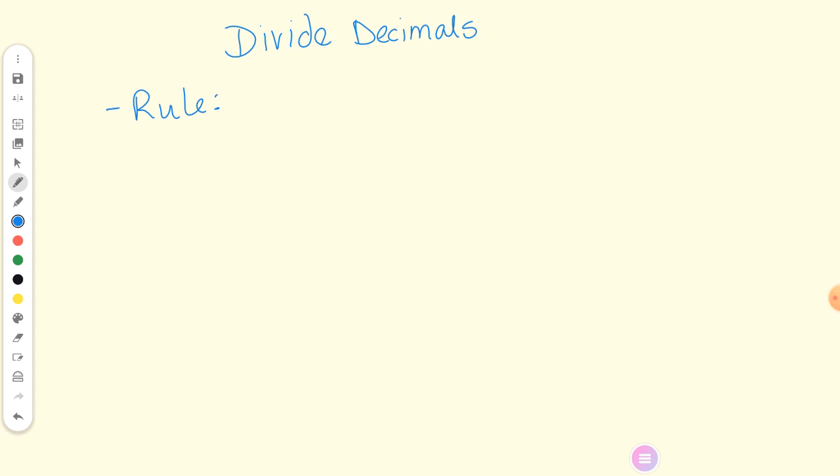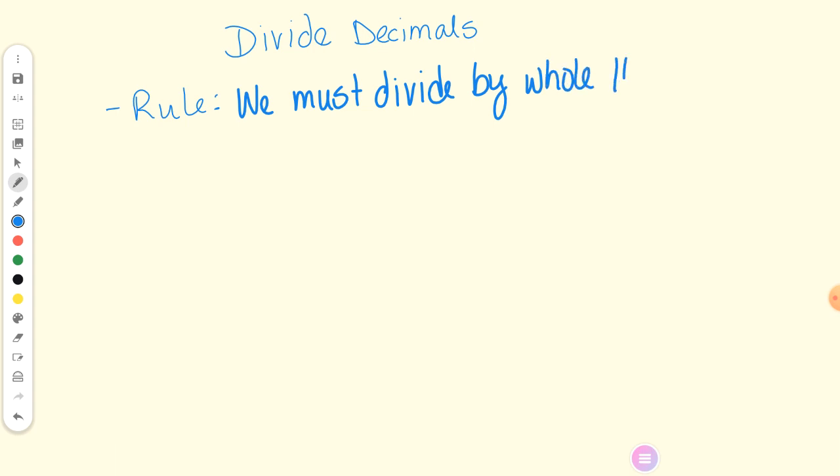Nate, you need to copy this down. Okay, so our rule is we must divide by whole numbers, which means our divisor must be a whole number. Okay, our divisor must be a whole number. Last night, we were lucky and that worked out for us, right? Today, we'll be dividing decimals by decimals.